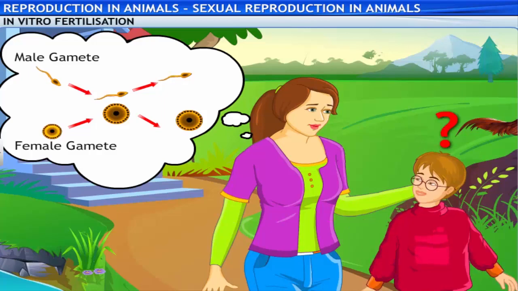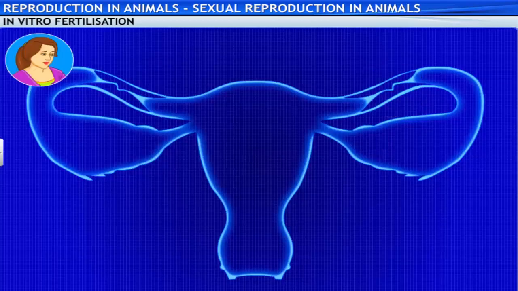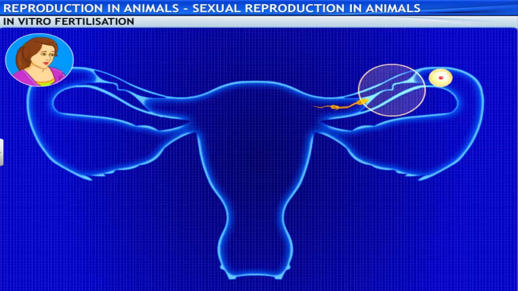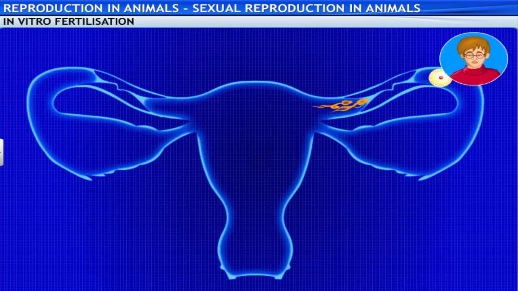Oh, what could be the reason? In some women, oviducts may be blocked, possibly due to disease or injury. This prevents the sperm from meeting the egg for fertilization. So, the woman may not be able to conceive. So how do test tube babies solve the problem?